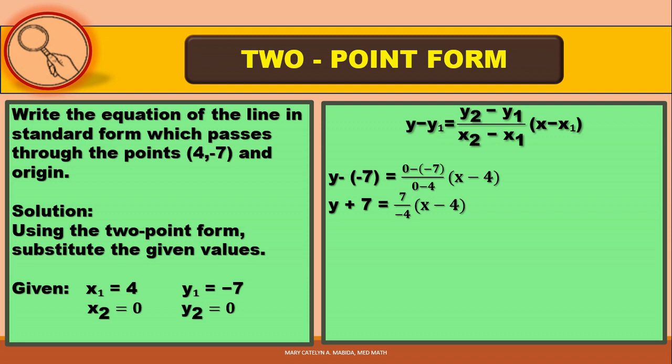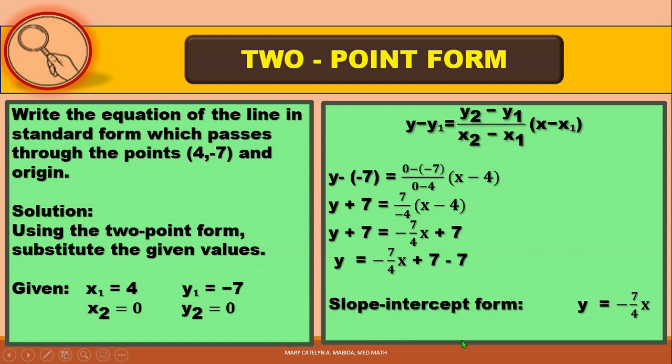Simplifying that would be y plus 7 is equal to 7 over negative 4 times the quantity of x minus 4. So that would be 7 over negative 4 times x is negative 7 over 4x. 7 over negative 4 times negative 4, that would be 7. Y is equal to negative 7 over 4x plus 7 minus 7, so that we will get the slope-intercept form, which is y is equal to negative 7 over 4x. Changing this into the standard form, that would be 7x minus 4y is equal to 0.